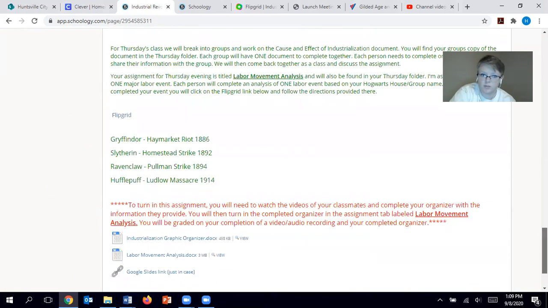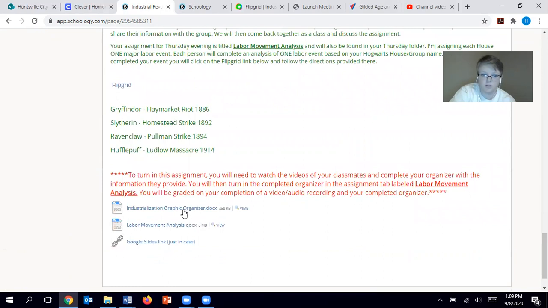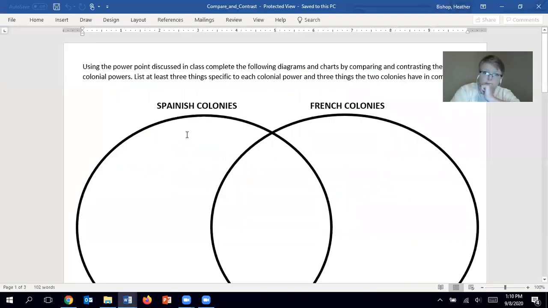Okay, this is our labor assignment that we're doing. Okay, here is your industrialization graphic organizer. I should have just clicked the view button. Here we go. That's not it.